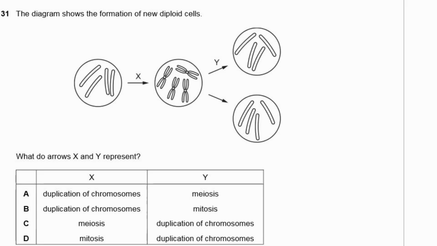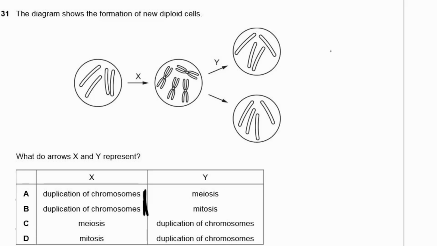Question 31. The diagram shows the formation of new diploid cells. Okay, so we have our chromosomes. They've been duplicated, and then the cells divide. Okay, what do arrows X and Y represent? Okay, so X, is that the duplication of chromosomes? Yes. Sounds like it's a duplication of chromosomes because you can't split the cell in two if you don't have a copy of each. Okay, and Y, is that meiosis or mitosis?